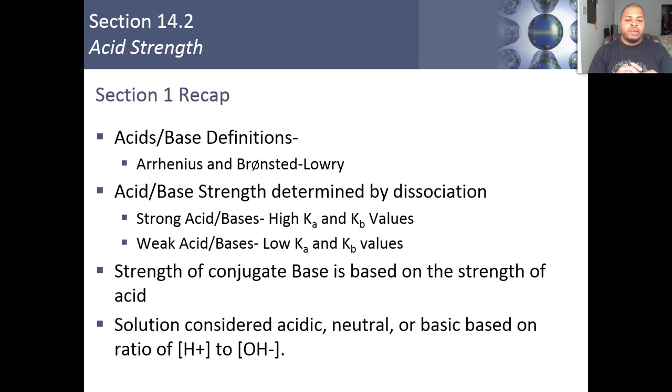Now, quick recap, basic definitions. Bronsted, Lowry, and Arrhenius: what makes these things acidic or basic. Acid-base strength is determined by dissociation. Again, high Ka and Kb values are strong, low Ka and Kb values are weak. Strength of the conjugate base is based on the strength of the acid, and overall solution strength is determined by the ratio of hydrogen ions to hydroxide ions.